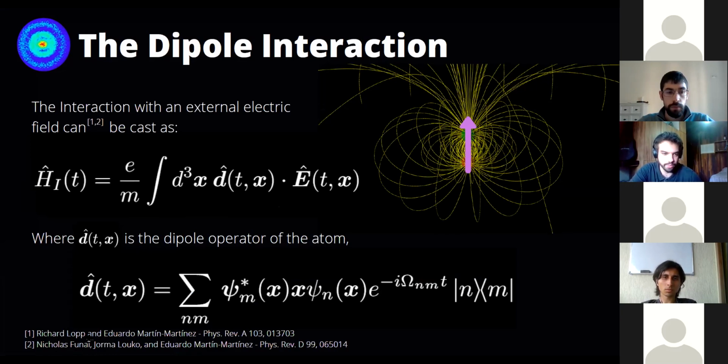So this one, of Richard and Edu, where they consider the center of mass degree of freedom to also play a role here. And this one from Nico, Jorma, and Edu regarding the difference between the p·A and the d·E, which arises more naturally out of the minimal coupling. But for our purposes, we would just consider this to be the interaction between the hydrogen atom and an external electromagnetic field. So you can imagine that this is the standard interaction between a dipole and an electric field.